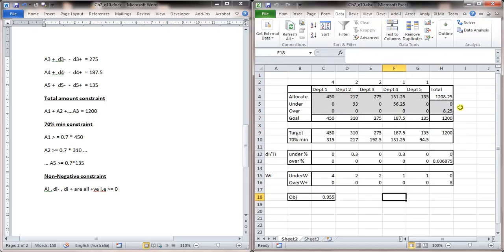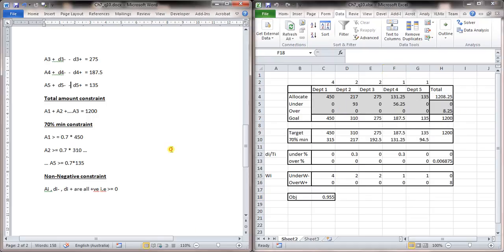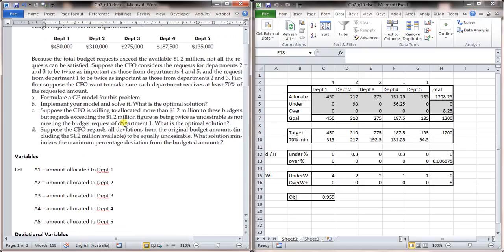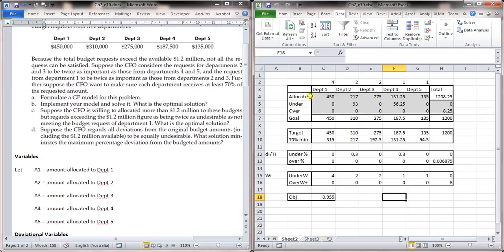This is our solution for part 2, where bit C. So this is the optimal solution according to that. So you overachieve the total budget by 8.25 thousand, and this is the overachieve percentage, and this is the objective. So for you, this will be the result, like how much you allocate funds to different departments.